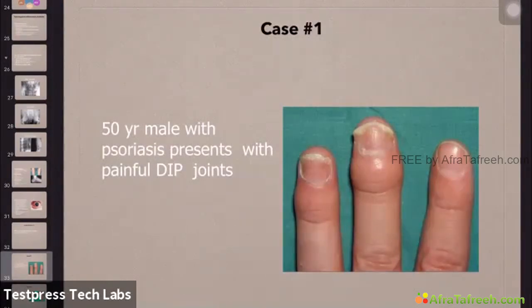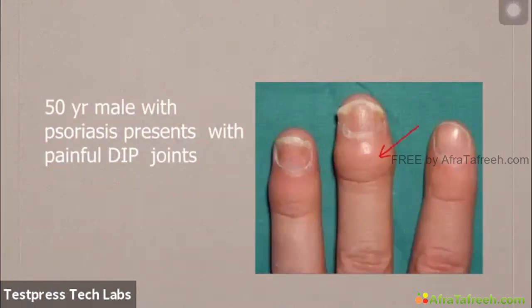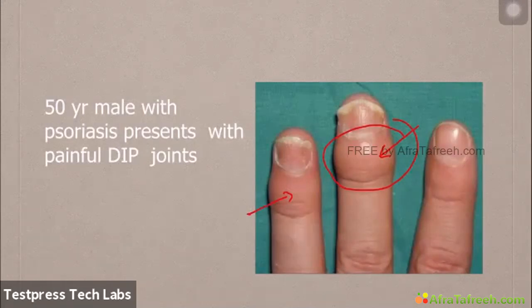And this is the example of involvement of the DIP joint. So you can see the DIP joint has swollen here. So DIP joint swelling is there. Whenever the DIP joint is involved in clinical practice, always think about psoriatic arthritis. I think this patient shows some nail involvement, even though the skin features are not really shown that much in this image, but the nail involvement is very typical.